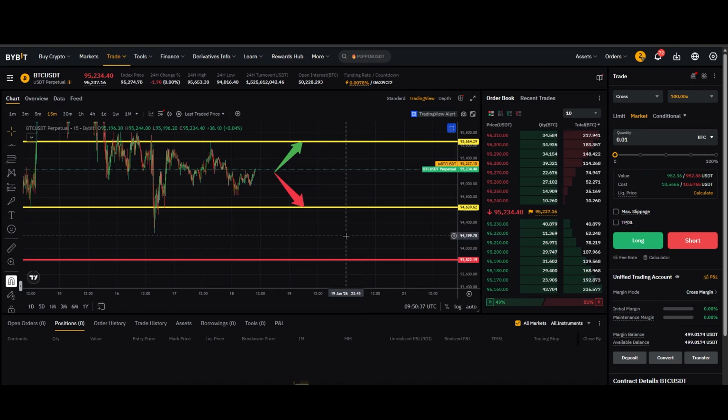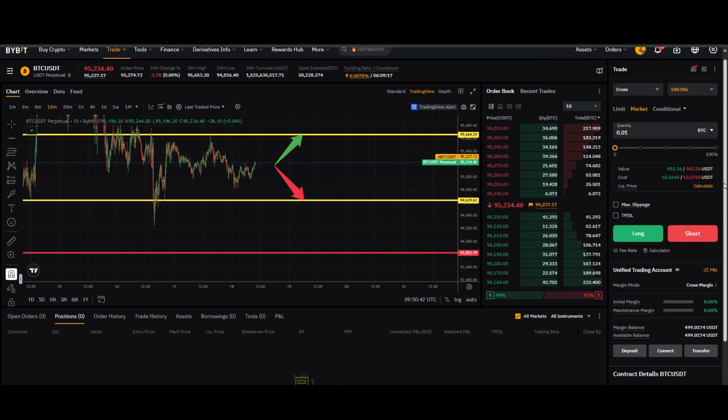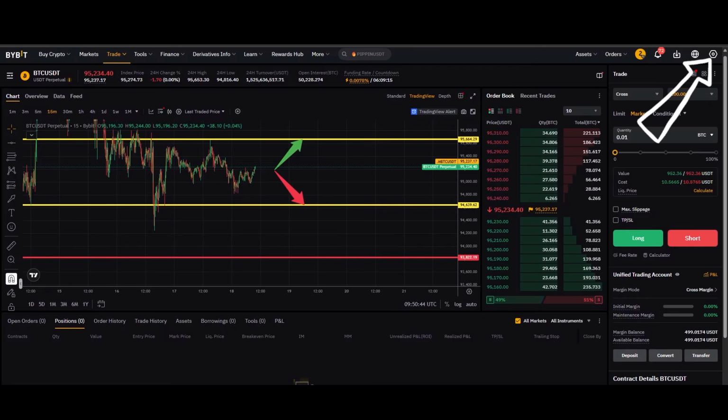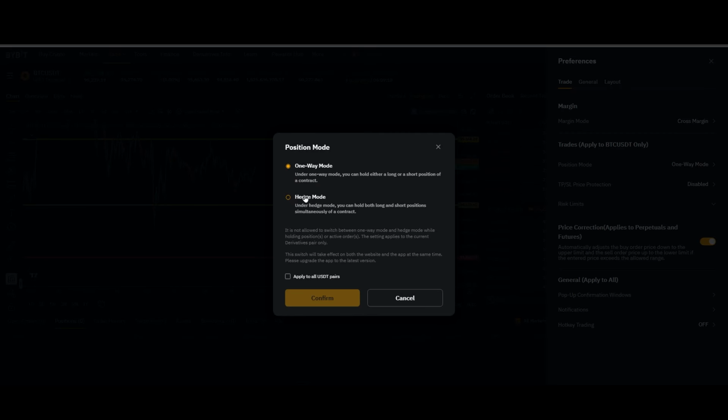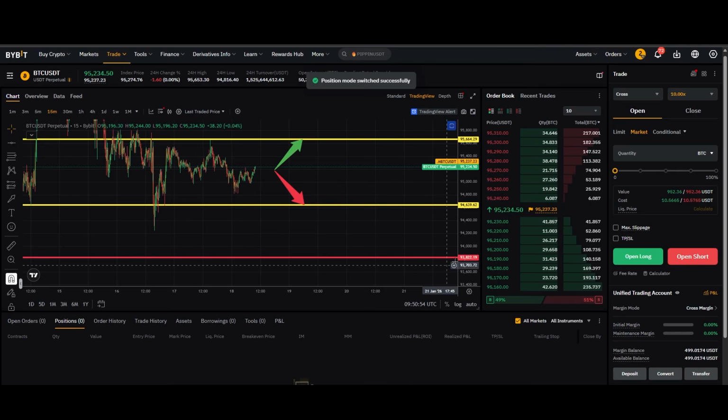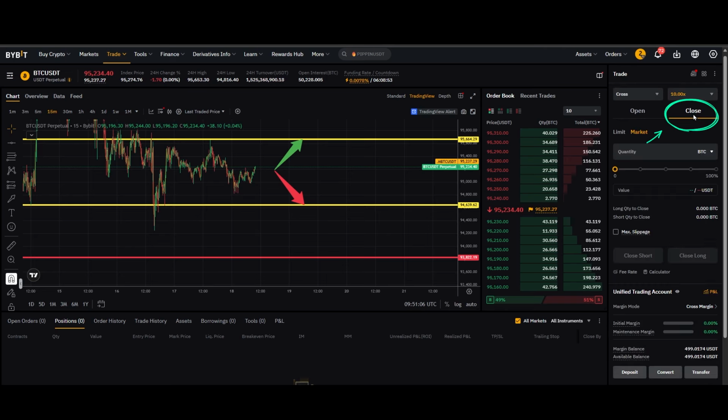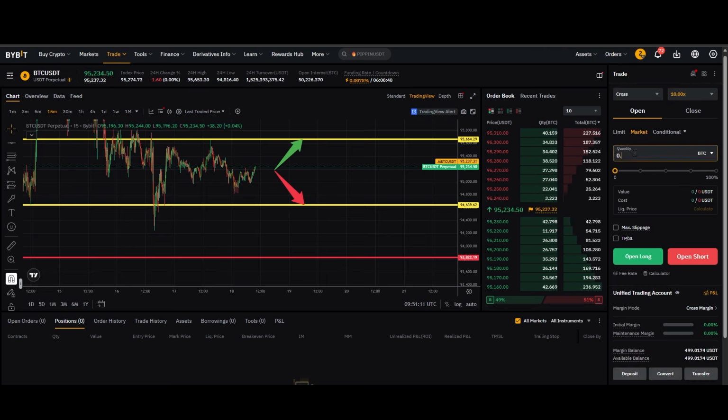This is actually easier than it sounds. You just change one setting. Click the settings icon at the top right. Under Trade Mode, change Position Mode to Hedge Mode. That's it. You'll notice the trading panel changes. Before, you used the Short button to close a long. Now, Open is only for opening positions. Close is only for closing them. This is where many people get confused and make mistakes.